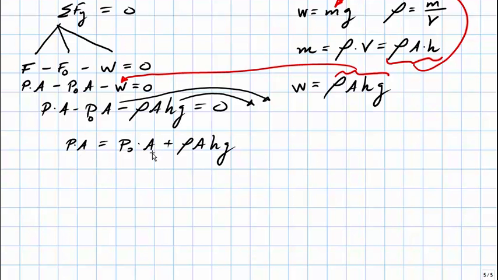Now, algebraically, whenever there is a factor present in every term in an equation, that factor can be canceled. Notice that we have the area in this expression, there's an area in this term, and there's an area in this term. Therefore, we can cancel out the area. And as a result, we obtain P equals P0 plus rho g H. This is the equation we were seeking. This equation connects the pressure at a certain depth, which equals H, to the surface pressure, the density, as well as the depth.